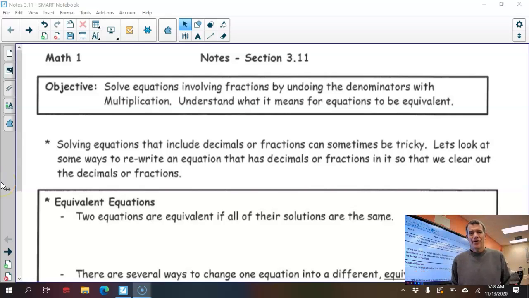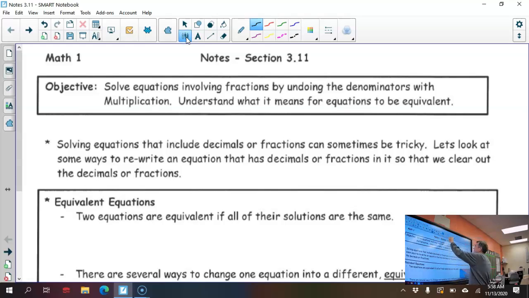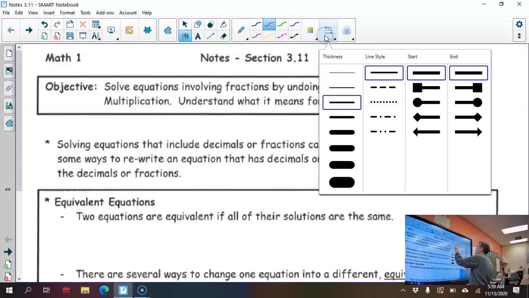Good morning, Math 1. Welcome to our last section of Chapter 3, where we are going to look at maybe some more efficient ways to solve equations. I will try to skip through this pretty fast. I will only do partial examples, you'll see, and we'll get after it. So, Chapter 3, Section 11.